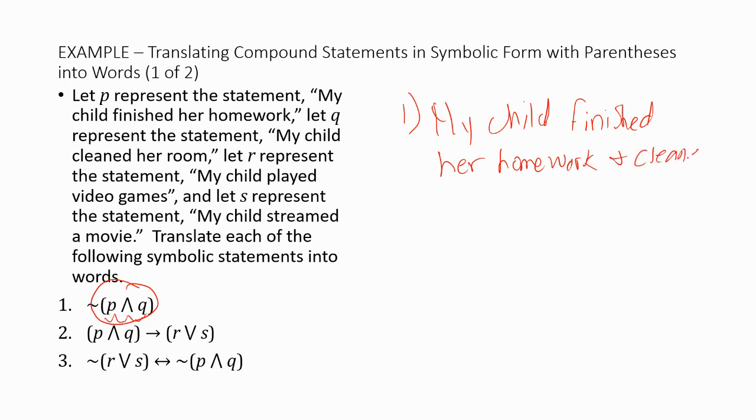and I'm just going to use the shorthand there. That's just the word and. That's the inner part of the parentheses that we have right now. The second layer that we would add to this is the negation. So we would say, my child did not finish her homework and did not clean her room.